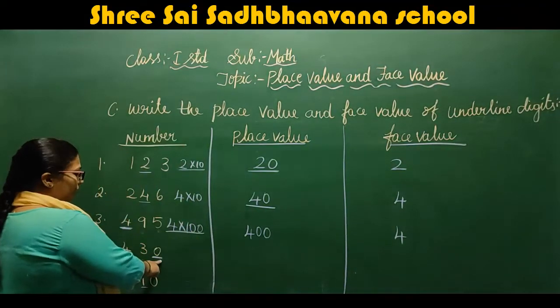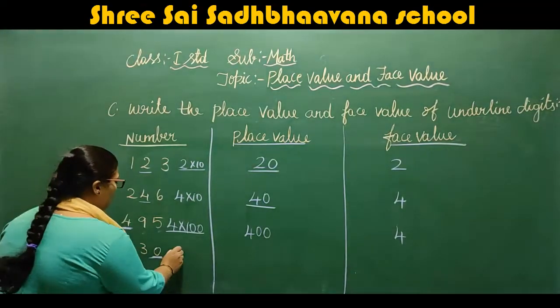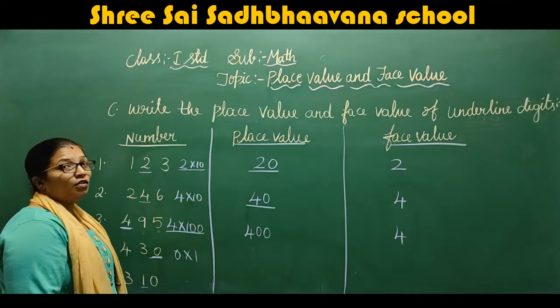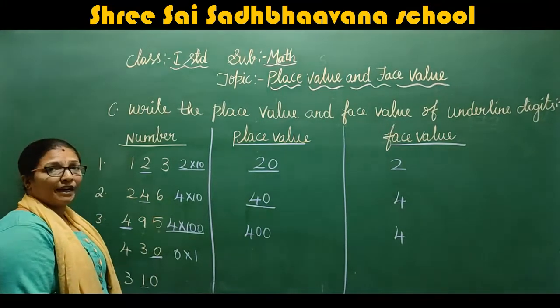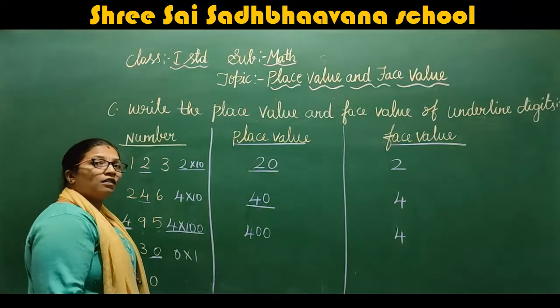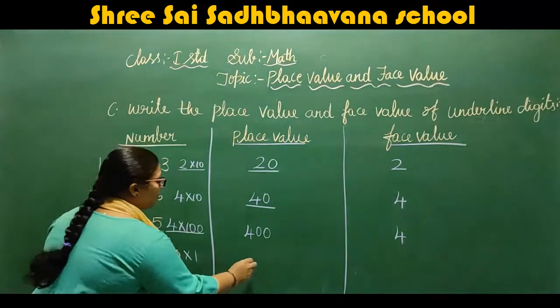Here 4, 3, 0. They underlined 0. 0 into 1. It is in the ones place, right? If we multiply, 0 ones are 0 only. So what is the place value of 0?